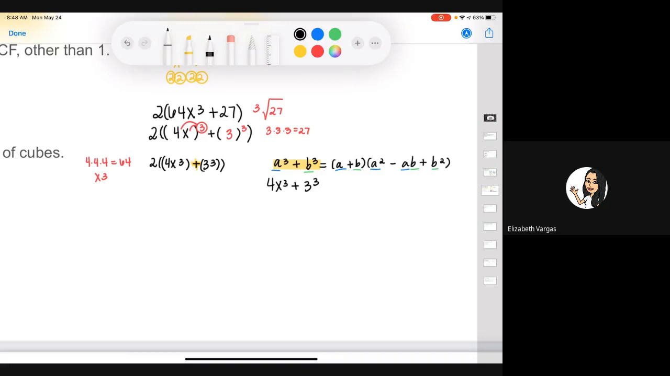And so that means that I can plug my a and my b into that expression. So a is 4x, b is 3. Now that I know that a is 4x and b is 3, I can plug it into that expression. So I'm just going ahead and substituting in my a's and my b's.